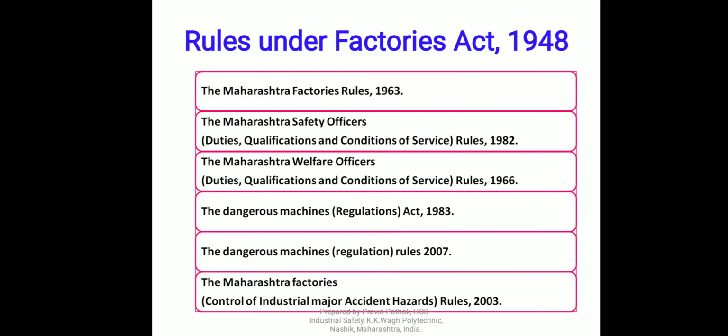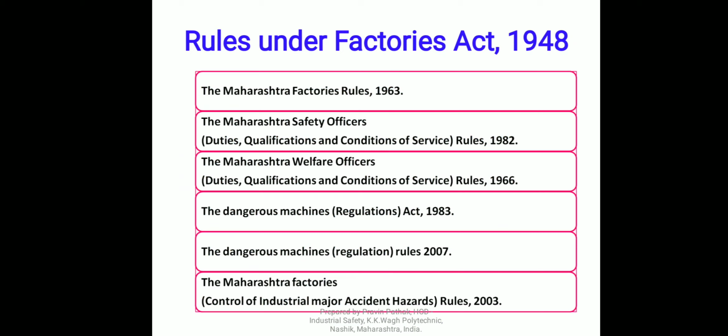So these are the four schedules which are under the Factory Act. Up till now we have covered what is Factory Act, from where the Factory Act started, the history of Factory Act. Then there are 11 chapters in the Factory Act. There are 120 sections under the Factory Act. There are 4 schedules under the Factory Act, and these are some of the rules under Factory Act 1948.